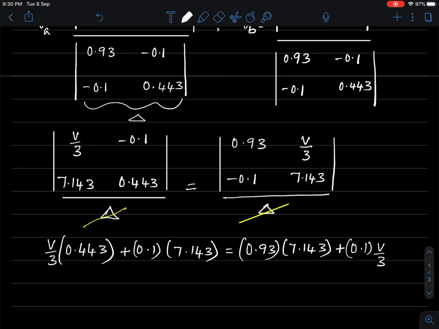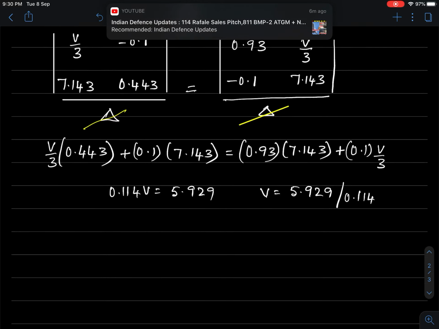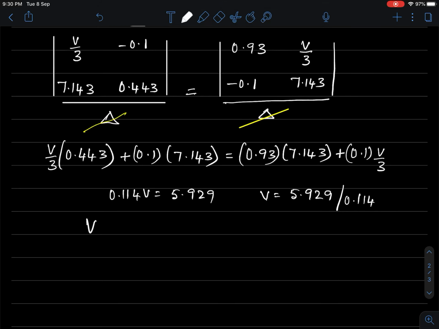Alright. So, we have V on either side. If I transfer V onto one side and do the multiplication, I will get this to be equal to 5.929, from which I will get V equal to 5.929 divided by 0.114, and if I simplify this, I will get V to be equal to 52 volts.